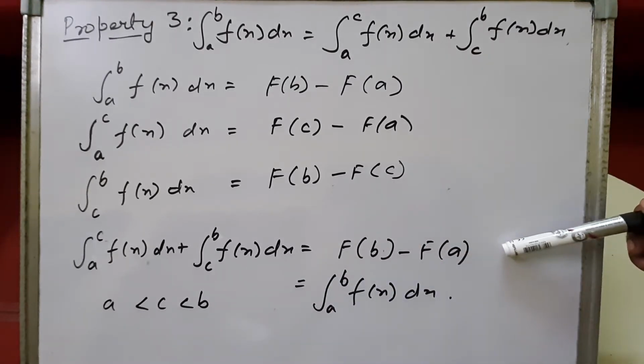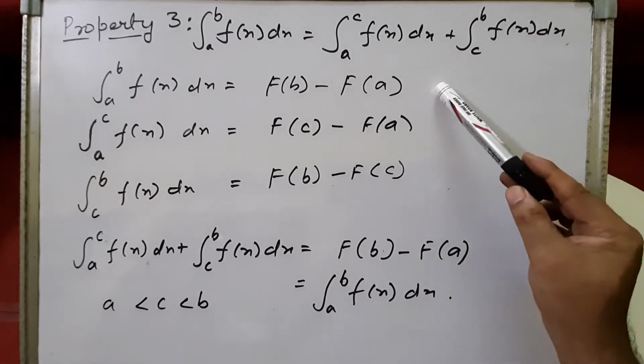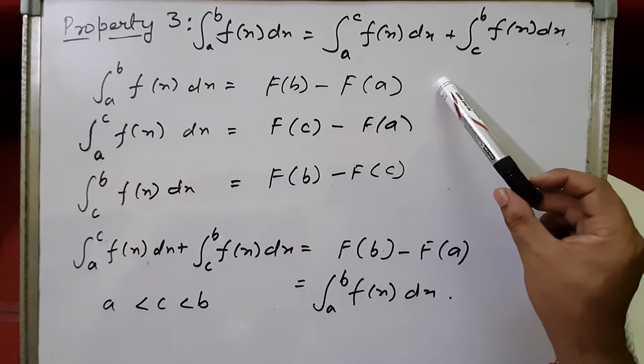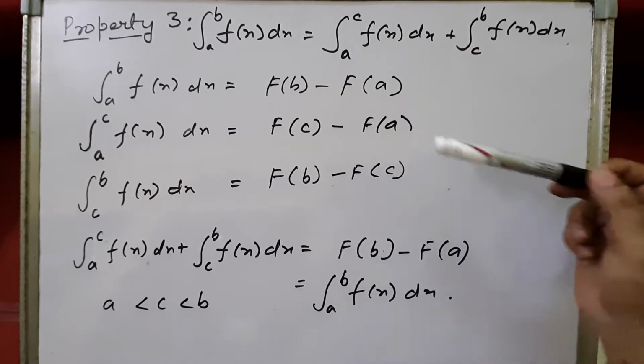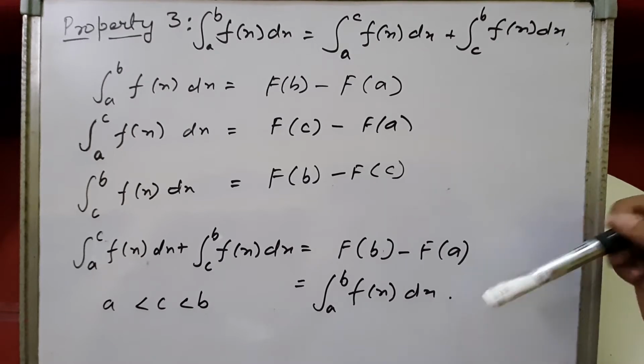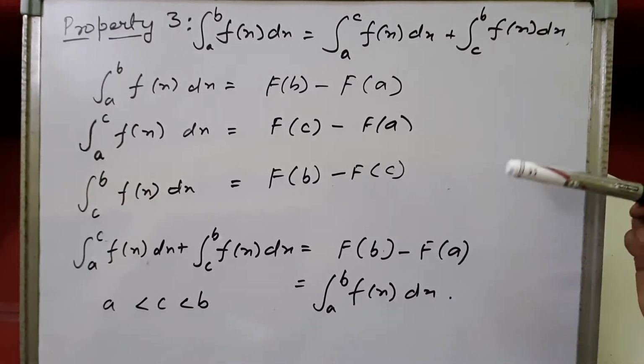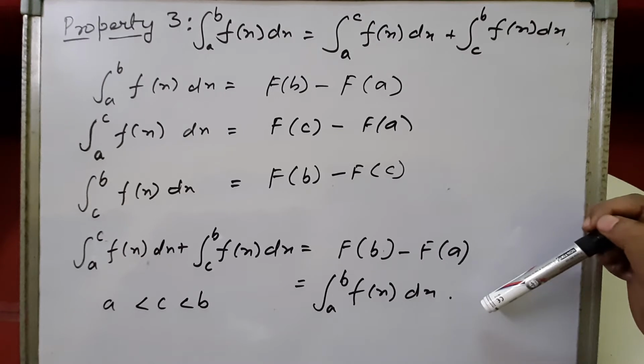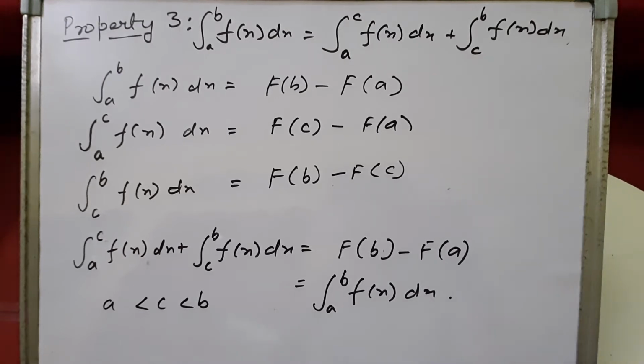It will be F(b) minus F(a), the antiderivative of b minus the antiderivative of a, and we know that this is the integration of a to b f(x) dx. So in place of this we can write the integration of a to b f(x) dx. So we have proved that these two sides are equal when c lies between a and b. Alright children, note down the third property please.